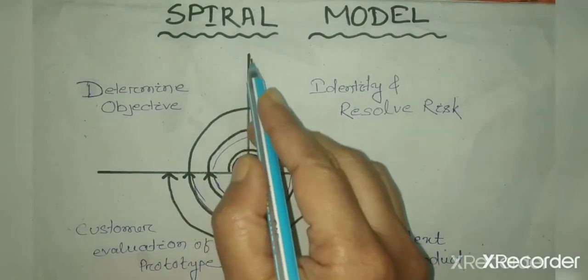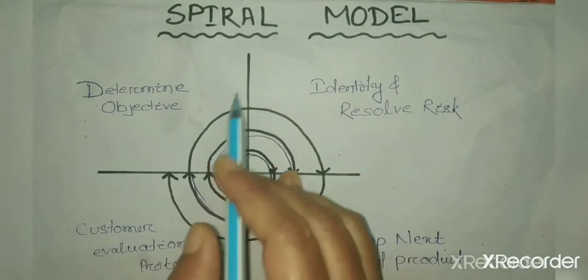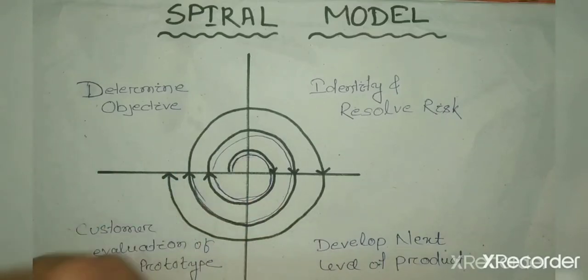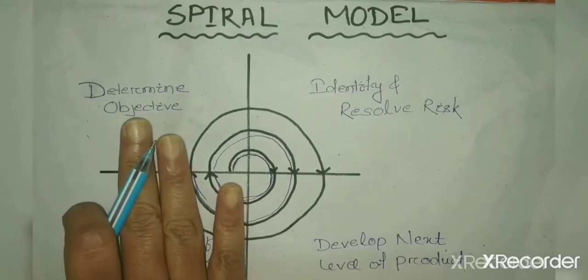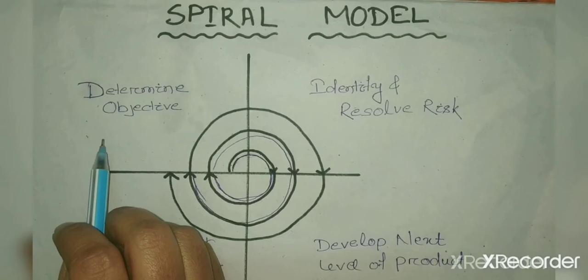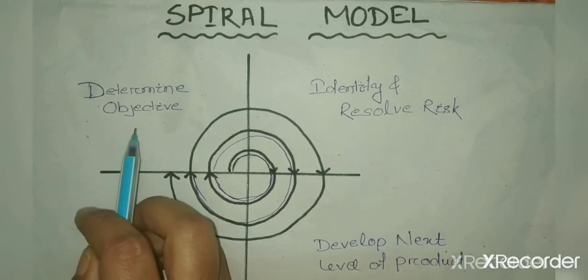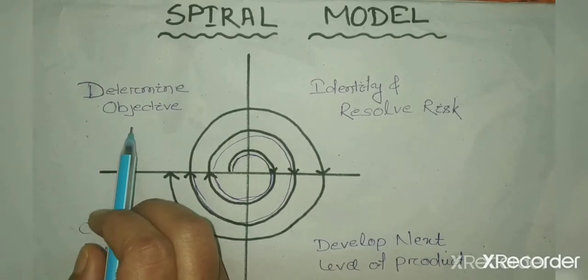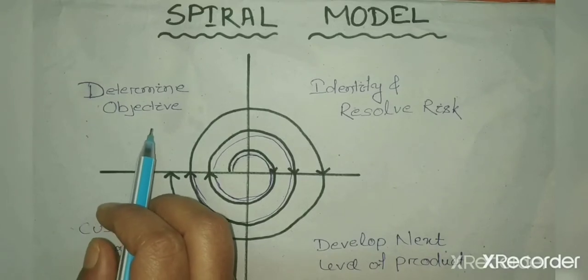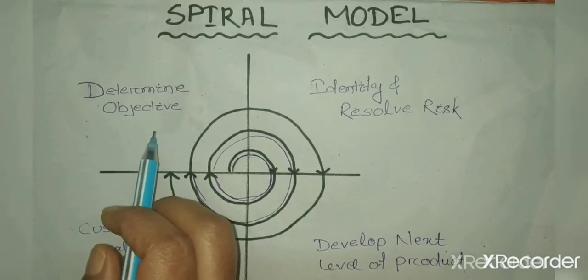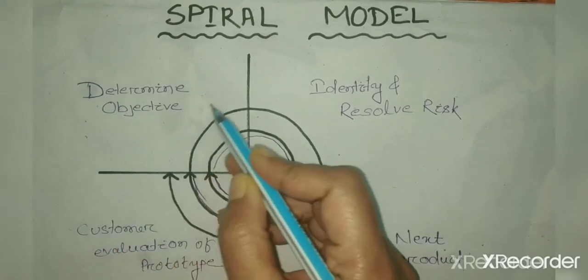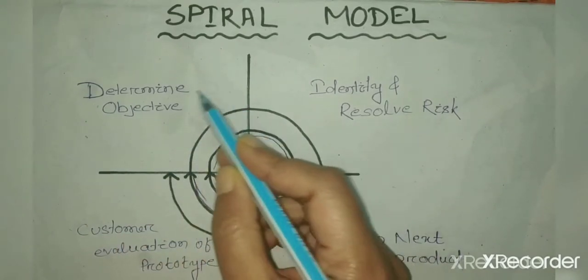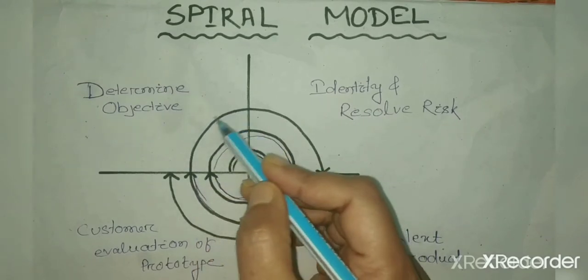The first quadrant is known as planning or determining the objective. In this case, the developer gathers the information from the customer and does the planning. Planning means cost estimation, time scheduling and alternative solutions. What may be the alternative solution for the problem? They do all types of planning in this quadrant.